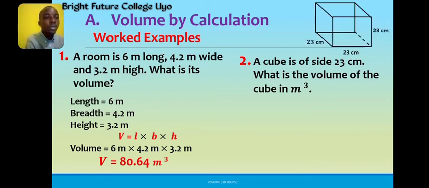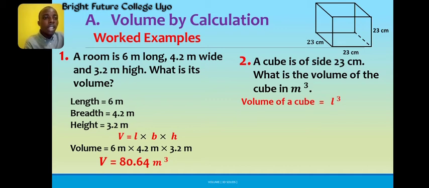Then the second question, I have a sketch for you there. You see, all sides, because the faces are square, so 23, 23, 23, just round about like that. Now, a cube is of side 23 centimeters. What is the volume in meter cube? Take note. Look at the unit given, centimeter. Now put your answer in meter cube. This is not a typo. This is not an error. Don't say this is an error. No. You are asked to do that conversion I mentioned earlier.